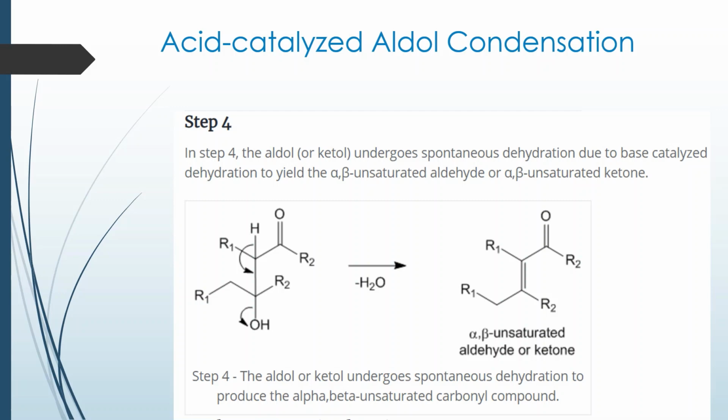Now in step 4, the aldol or ketol undergoes spontaneous dehydration due to base catalyzed dehydration to yield the alpha beta unsaturated aldehyde or alpha beta unsaturated ketone. Now how the dehydration takes place, you can see here, this H leaves and there is a formation of double bond between these two carbon atoms, this and this, and simultaneously this OH also leaves. So H2O is removed, that is dehydration, and we'll get this alpha beta unsaturated aldehyde or ketone here.